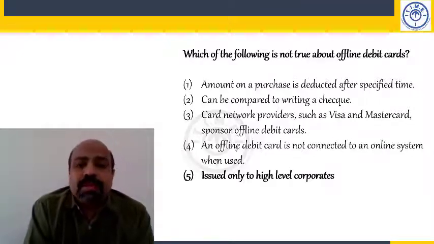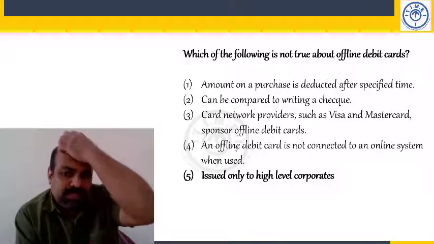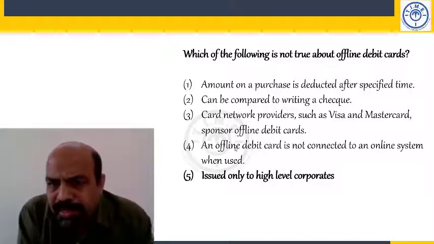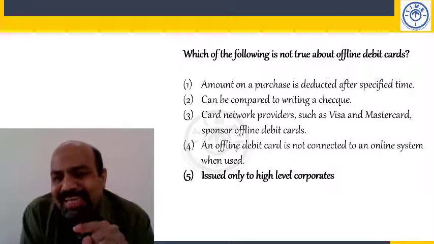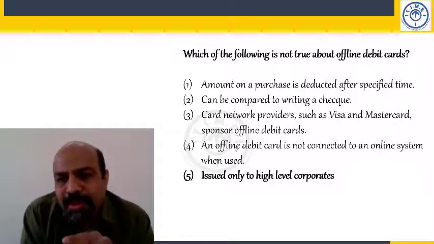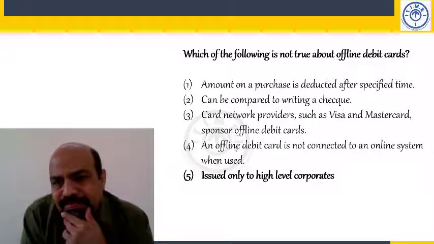Not net, it is network. 2, compared to writing a check. Yes. There is a spelling error here. It's not check. It should be C-H-E-Q-U-E. वहाँ पे जो C है, second C, that's not required.